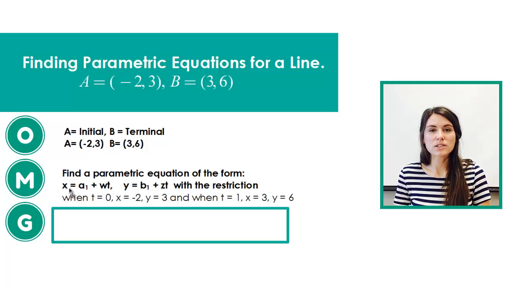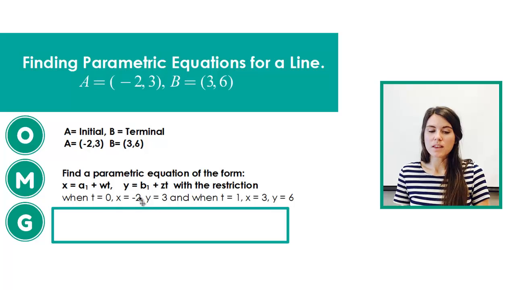So the first thing we have to do is find an equation with respect to x and t. It's going to be in this format, which looks very similar to slope-intercept form of a linear function. You have your variable, in this case x, equals your initial amount plus some, we can call it slope, times t, and then you also have an equation with respect to y and t. And then we need to figure out, when t is 0, my x needs to be -2 and my y needs to be 3. And then when t equals 1, my x needs to be 3 and my y needs to be 6.